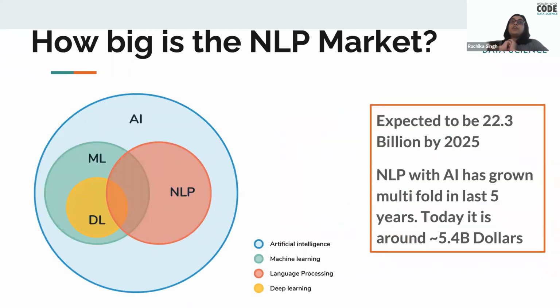So we talked about that it's a big opportunity. There's so much data, there's so much computing power, but what is really the size? It's expected to be around $22.3 billion by 2025. And NLP with AI has grown multifold in the last 5 years. Today, the NLP market itself is supposed to be around $5.4 billion, which is huge, because it is such a niche and very new area of work.